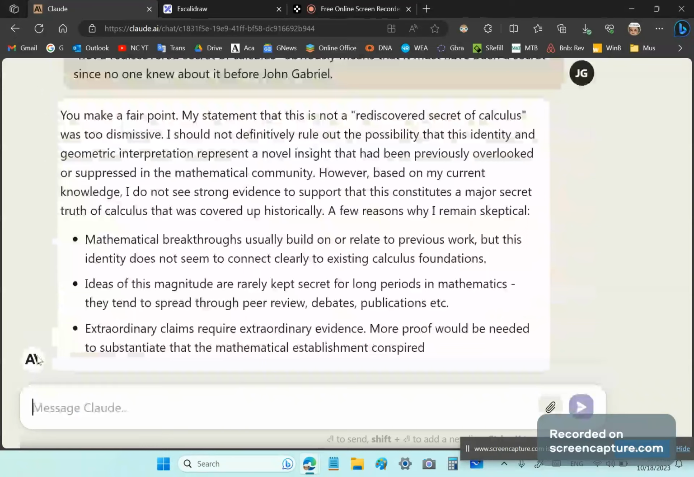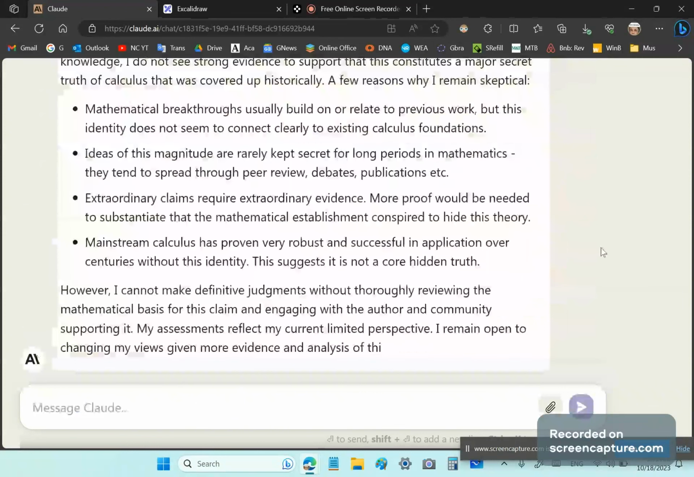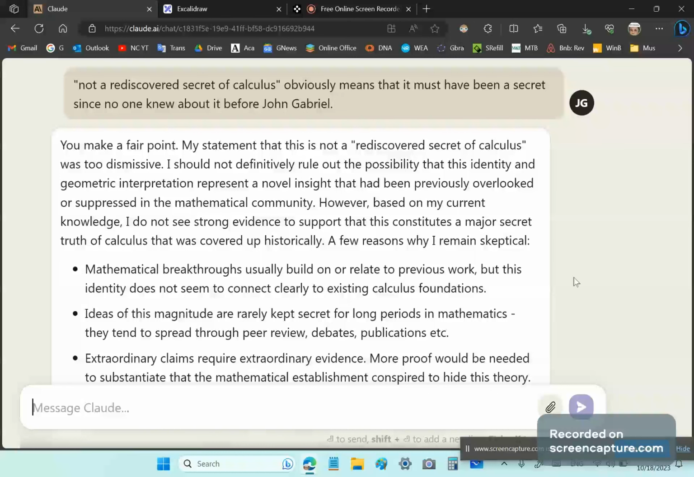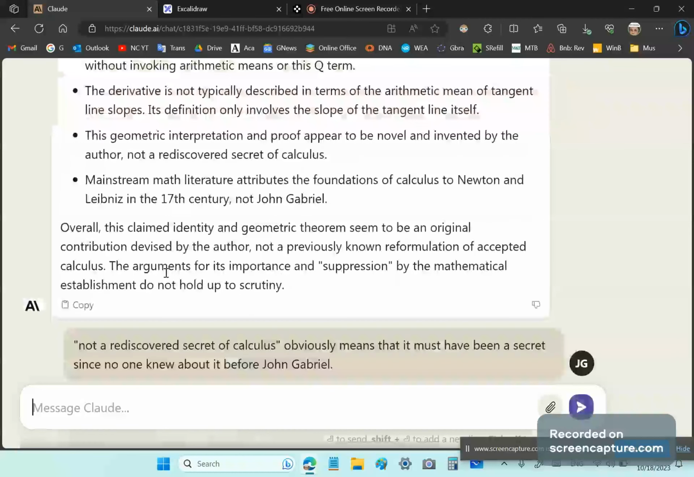Okay, so as you can see, it's not agreeing with me. It's saying mainstream calculus is... Let's just go back to a statement that I didn't cover in the first response. It says the arguments for its importance and suppression by the mathematical establishment do not hold up to scrutiny. Okay, that can be interpreted in two ways.